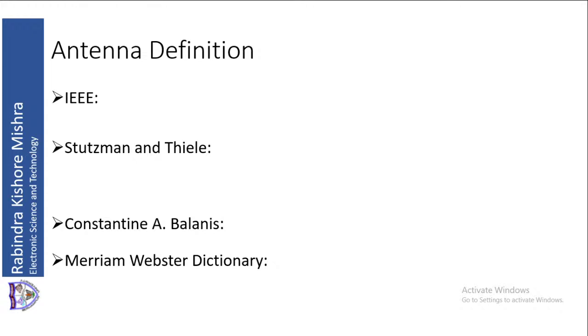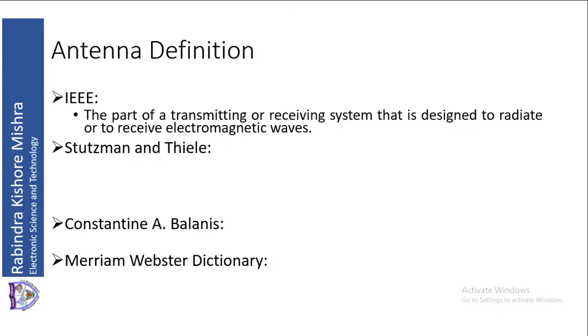The definition due to this professional body IEEE is: the part of a transmitting or receiving system that is designed to radiate or to receive electromagnetic waves. This is the definition by IEEE.